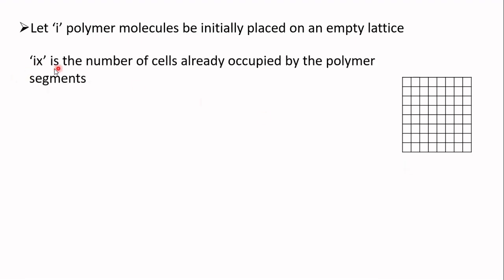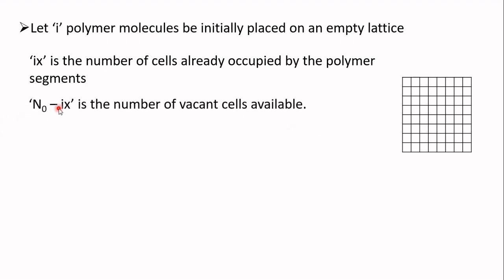Then ix is the number of cells already occupied by the polymer segments. As I have added i number of polymer molecules, each having x number of segments, then ix will be the cells which are already occupied by polymer segments. Now, N0 minus ix is the number of vacant cells available. So, this is the number of vacant cells available in the crystal lattice after adding i number of polymer molecules.